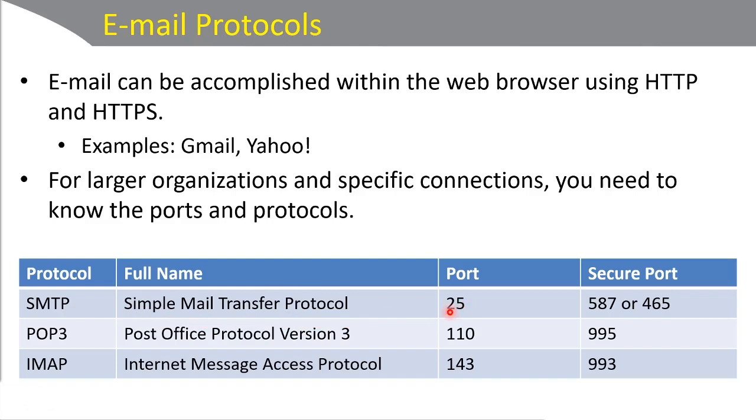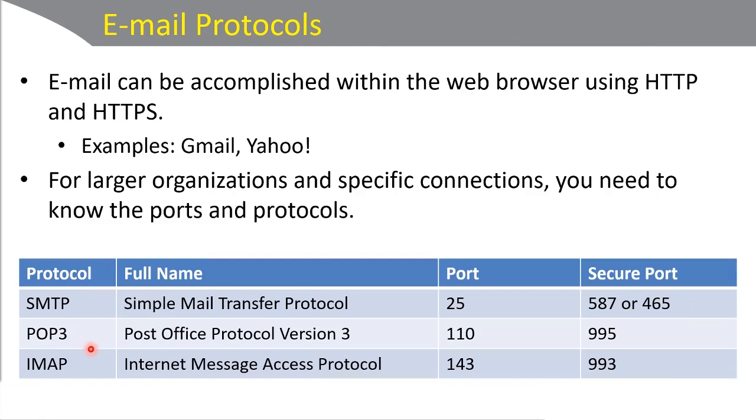The original default port for SMTP that we used forever was port 25, but in order to make use of an SSL or TLS encrypted session, you would use either 587 or 465 as the default secure ports. Which port you use will depend on the type of encryption used and which protocol your ISP or your administrator or you have selected. So that's the most common protocol used for sending mail.